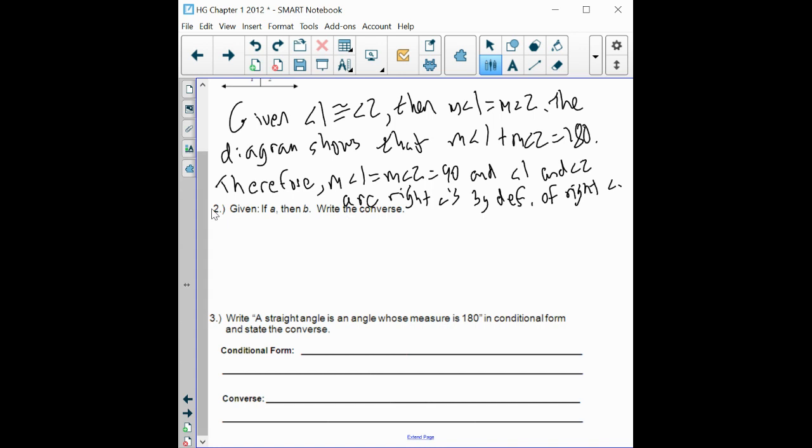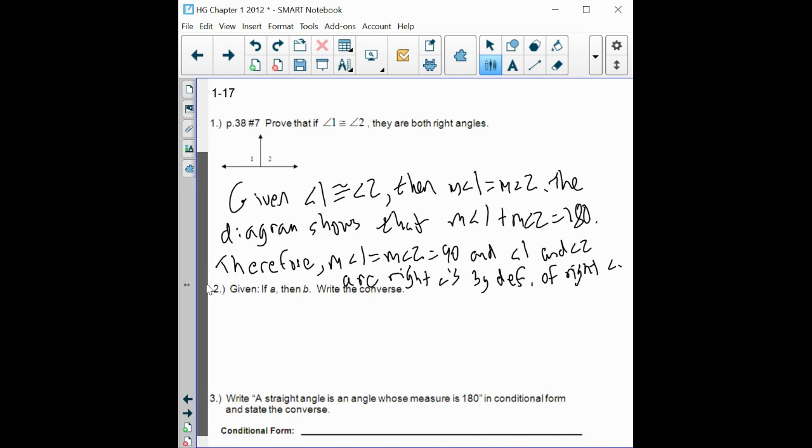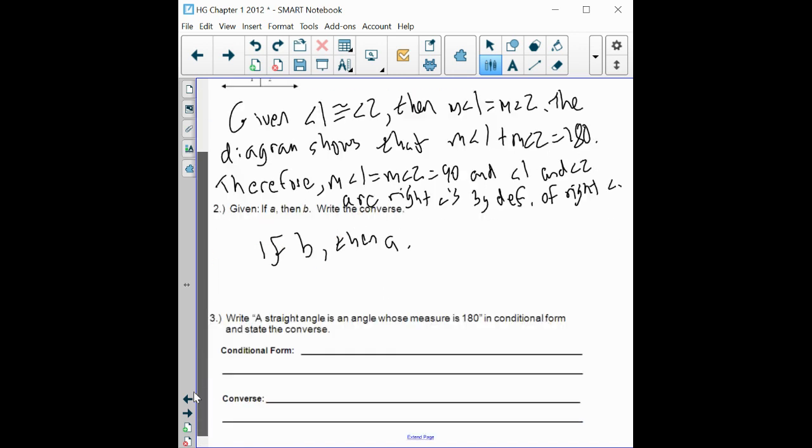Okay. So then number 2, this is kind of going more into the logic here. So if A, then B, so A is our condition and B is our conclusion. We want to write the converse. Well, the converse is, and this is kind of just the nice little way of defining it in this problem, where you switch the condition and the conclusion. So it's if B, then A.